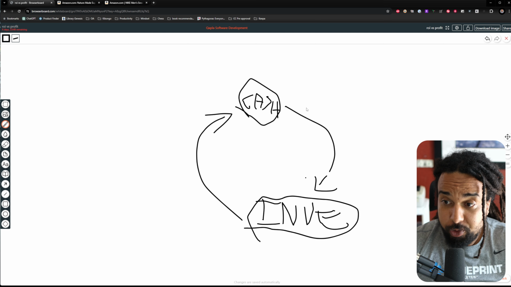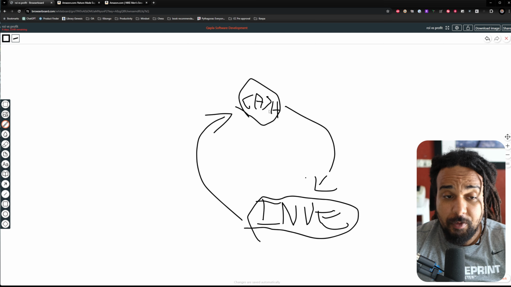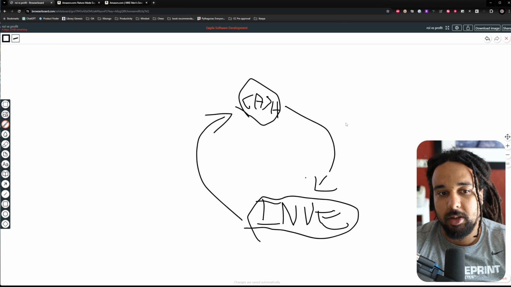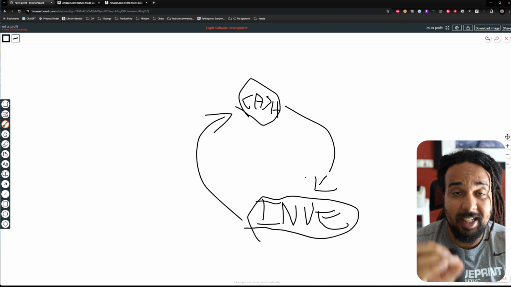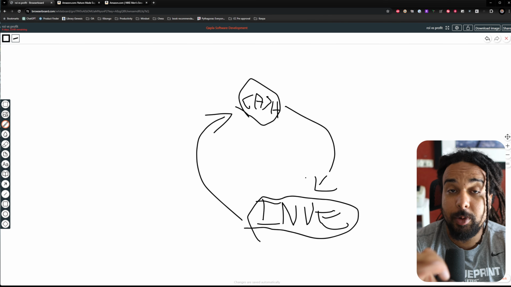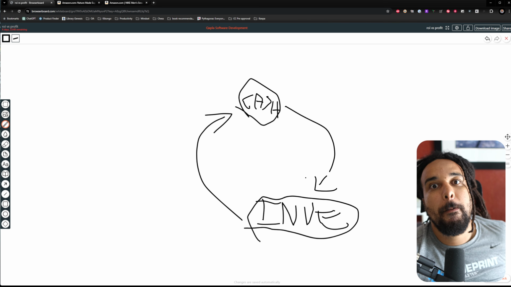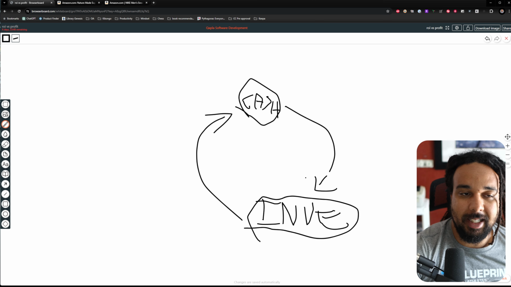And hopefully, once you are done with a cycle, you have a little bit more money than you started with. That's all that matters. It's how much cash you start with and how much cash you end up with in your pocket. That's the only thing that matters.